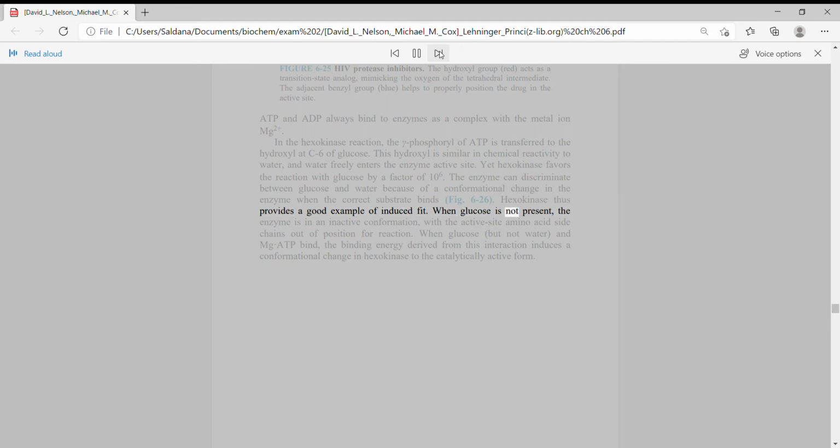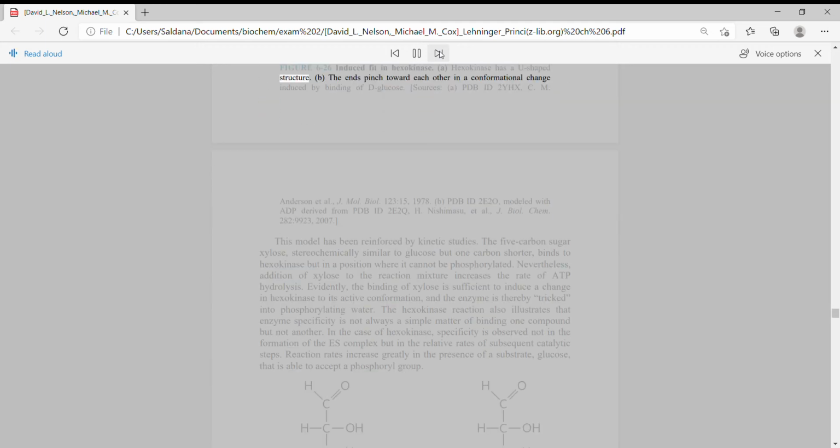When glucose is not present, the enzyme is in an inactive conformation, with the active site amino acid side chains out of position for reaction. When glucose, but not water, and Mg-ATP bind, the binding energy derived from this interaction induces a conformational change in hexokinase to the catalytically active form.